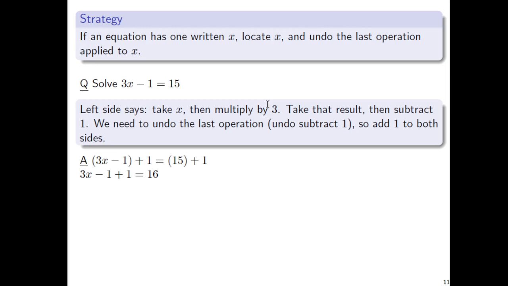So we'll have 3x minus 1 plus 1 equals 16. And then we can take care of the minus 1 plus 1. That will simplify to a plus 0. We don't need to write that. We have 3 times x equals 16. We should divide both sides by 3.